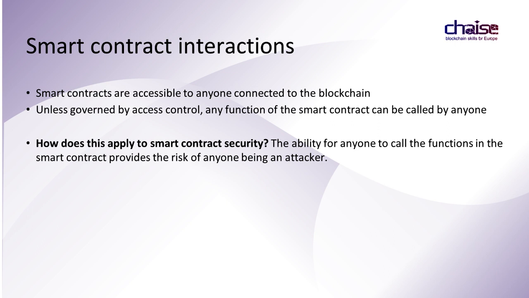Sending transactions to any address is permitted in the blockchain network, so anyone can try to interact with a deployed smart contract. Unless governed by access control, any function of the smart contract can be called by anyone. Since anyone can try to interact with a deployed smart contract, anyone can try to call any function and search for security vulnerabilities. How does this apply to smart contract security? The ability for anyone to call the functions in the smart contract provides the risk of anyone being an attacker.